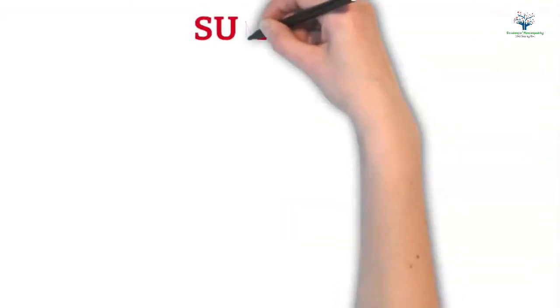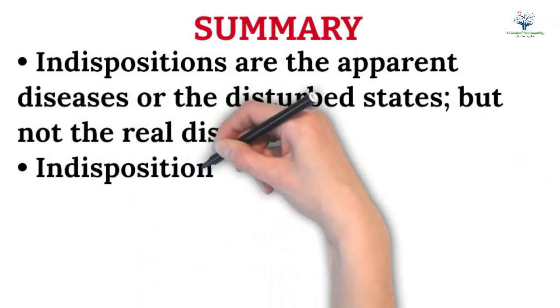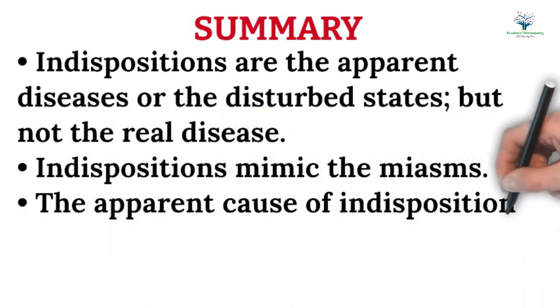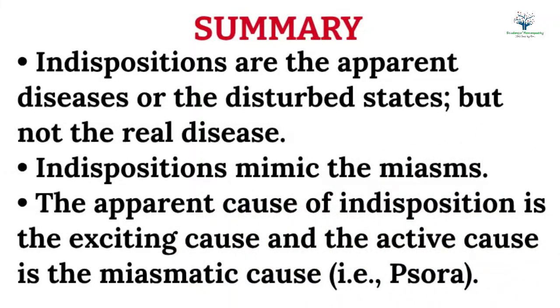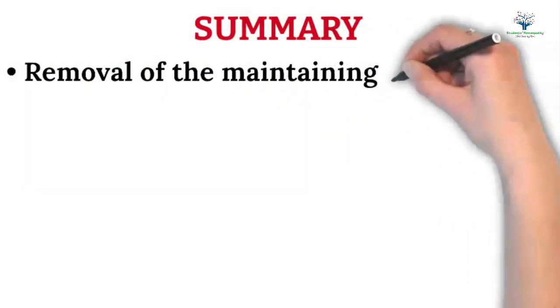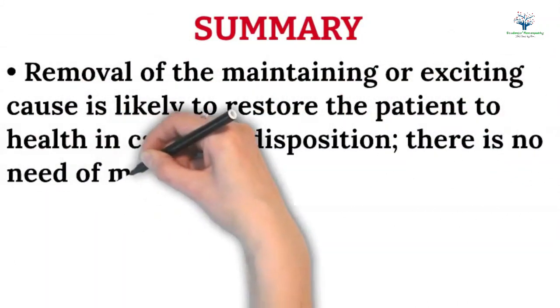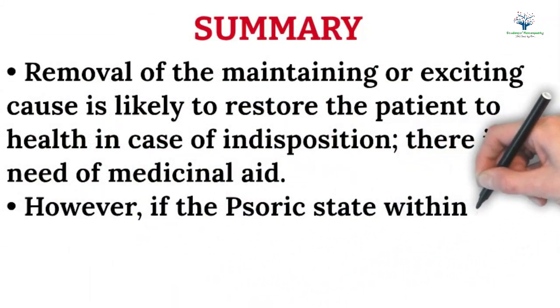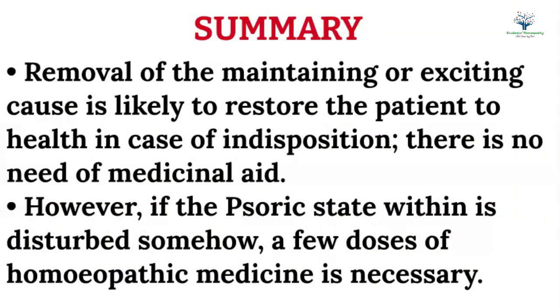So let's summarize all this. Indispositions are the apparent diseases or the disturbed states, but not the real disease. Indispositions mimic the miasms. The apparent cause of indisposition is the exciting cause and the active cause is the miasmatic cause, that is Psora. Removal of the maintaining or exciting cause is likely to restore the patient to health in case of indisposition. There is no need of medicinal aid. However, if the psoric state within is disturbed somehow, a few doses of homeopathic medicine are necessary.